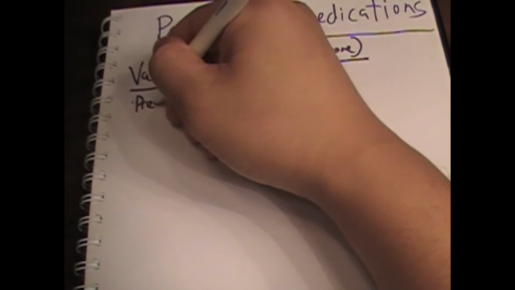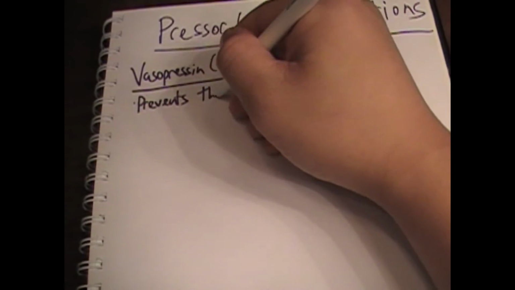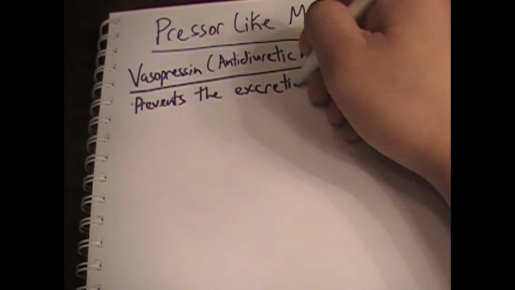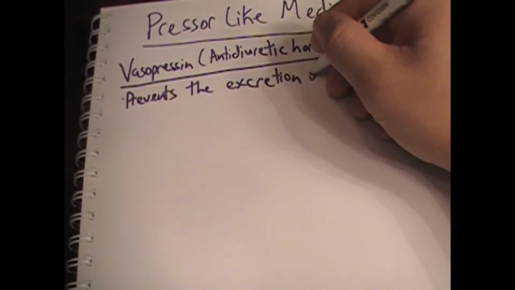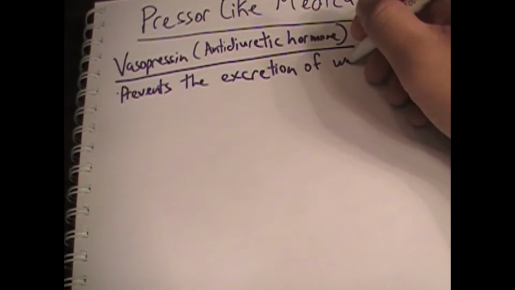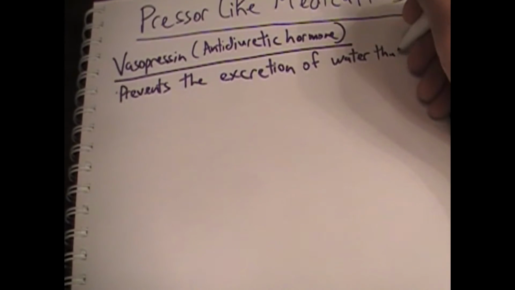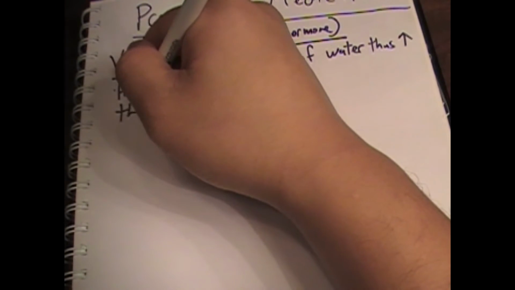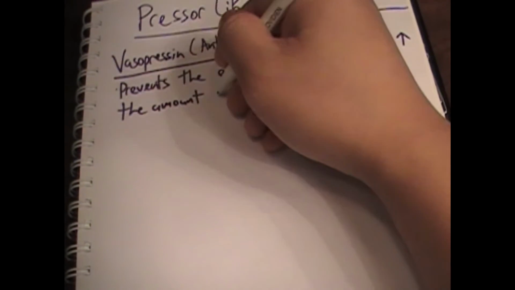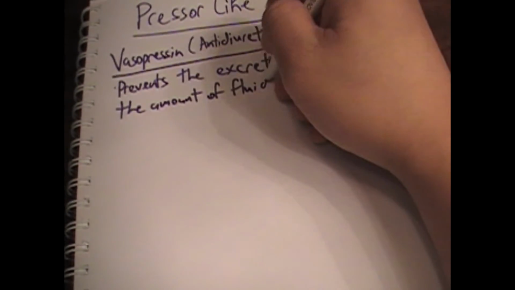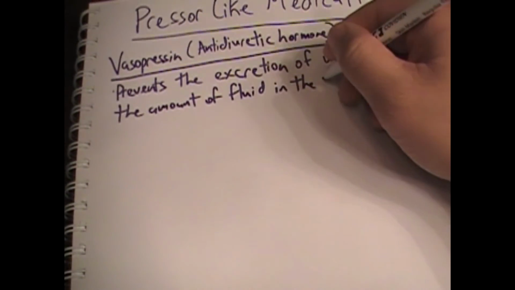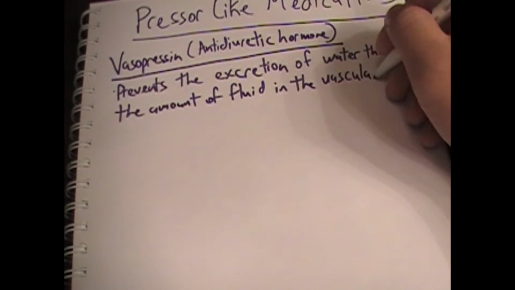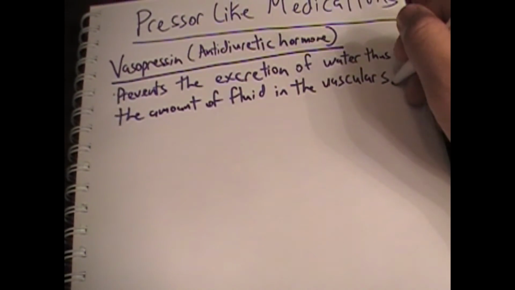Antidiuretic hormone comes from the posterior pituitary gland, along with oxytocin, and then there's the anterior pituitary that does all the different hormones like FSH, LH, ACTH, and growth hormone as well. But in any case, vasopressin, also antidiuretic hormone, prevents the excretion of water. Thus, it increases the amount of fluid in the vascular space and also increases the blood pressure.